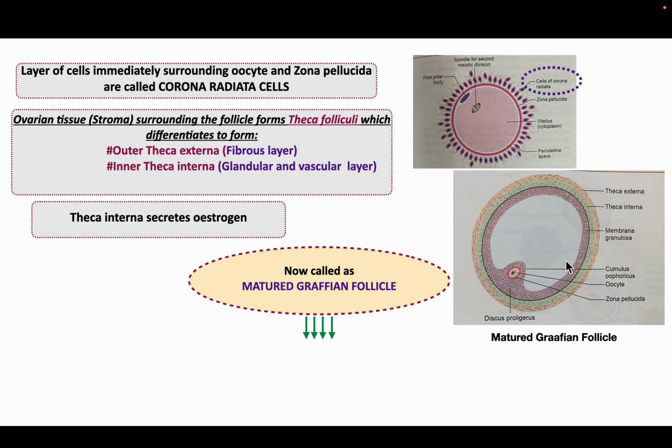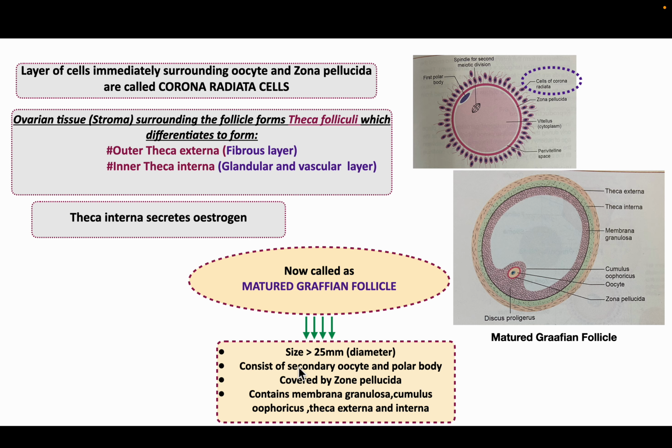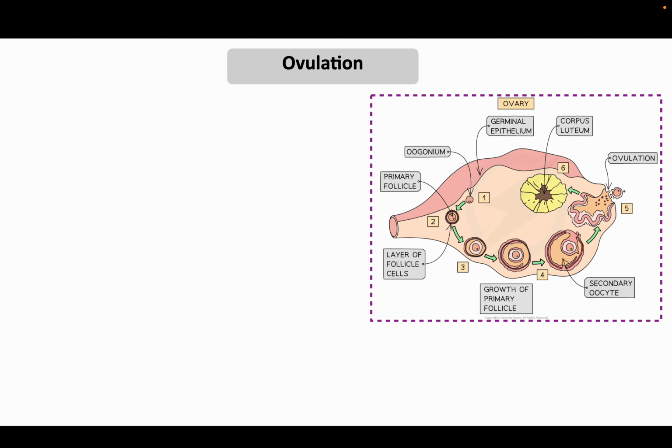The structure of a matured Graafian follicle is: its size is more than 25 mm in diameter, it consists of a secondary oocyte and polar body covered by zona pellucida, and contains membrana granulosa, you can see here, then cumulus oophoricus, then theca externa and theca interna. Coming to the next process, that is ovulation, you can see the sequence: development of primary follicle, then secondary follicle, then tertiary follicle, then matured follicle is formed.